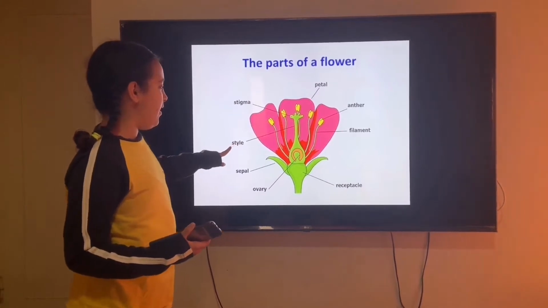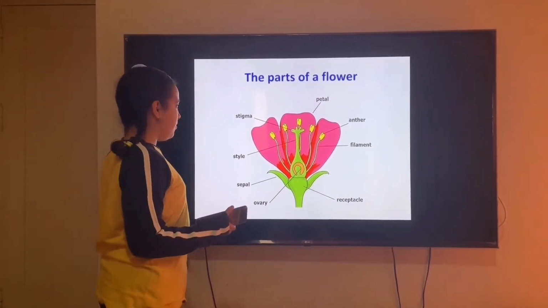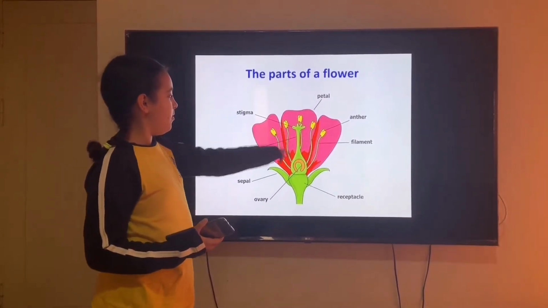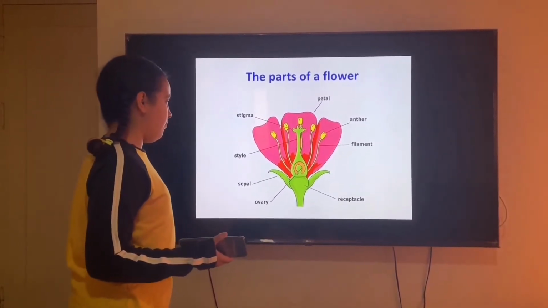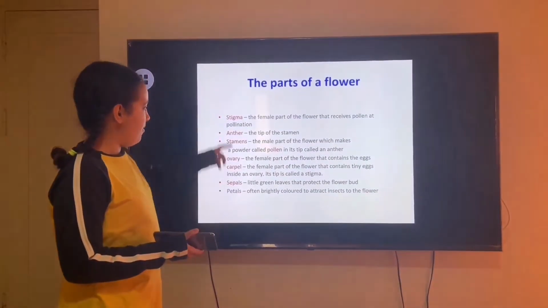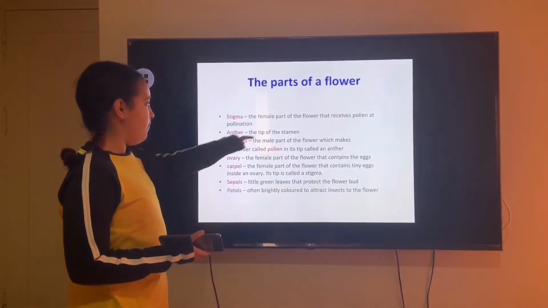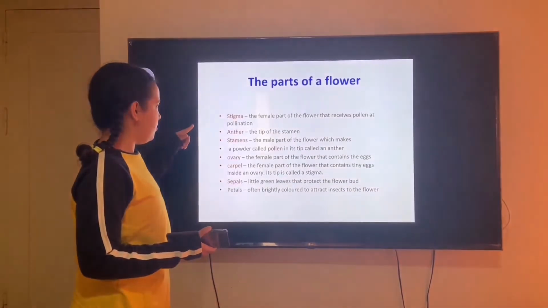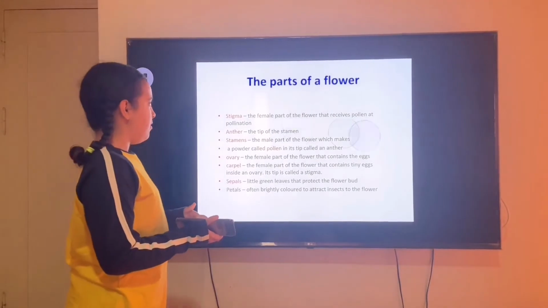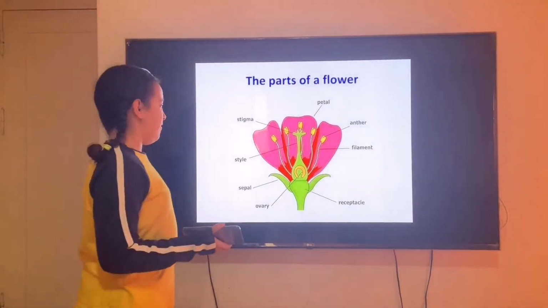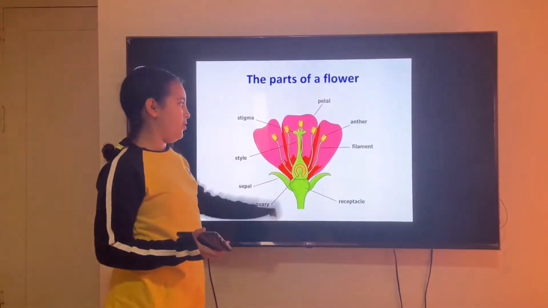So here is the style. It's also a female part, and the stigma is here. This is a part of the flower. The female part of the flower receives pollen in pollination. Here is the stigma, and it receives the pollen from here in the pollination.